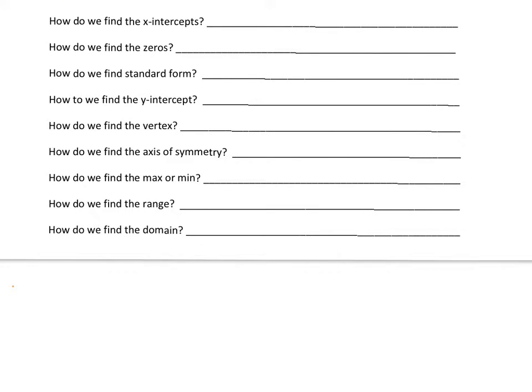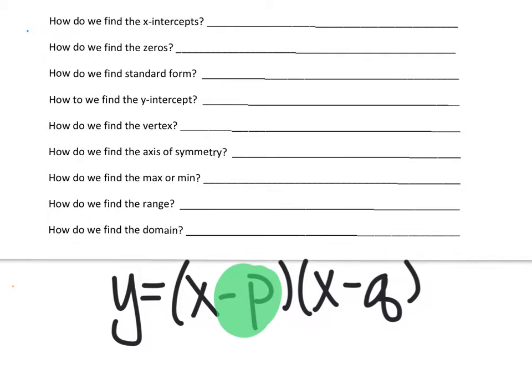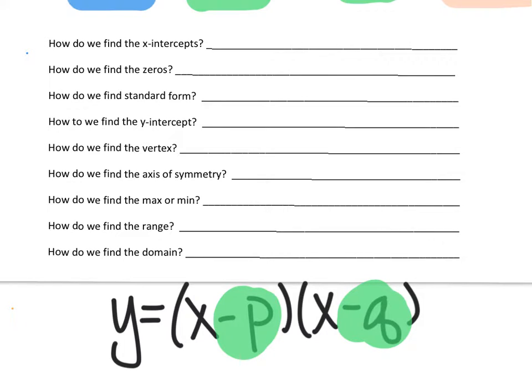Well, remember, factored form is going to be in the form y equals (x minus p) times (x minus q). Now this seems rather odd, but what this gives me is that when it looks like this, x minus p and x minus q, my x-intercepts come from the p value and the q value. So how do we find the x-intercepts? It's going to come from p and q. But it's important for you to note that these are going to switch signs.